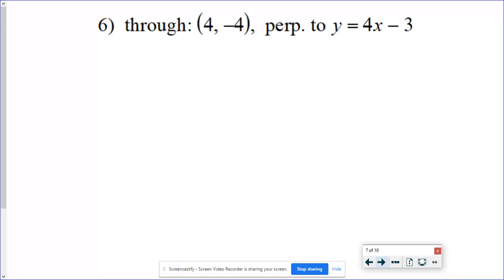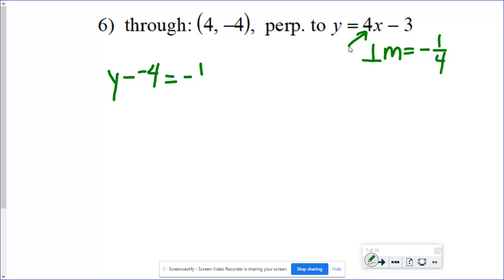The slope of the line that's given to us is 4, right? So the perpendicular slope is going to be negative 1/4. I'm going to have y minus my y number, which is negative 4, equals my slope, oh, and I wrote it wrong, negative 1/4, x minus my x number.